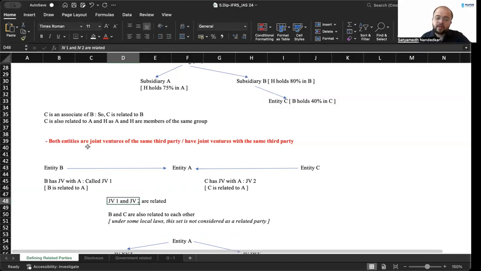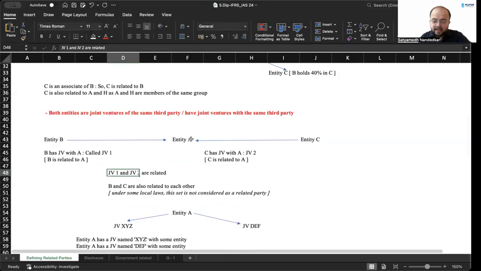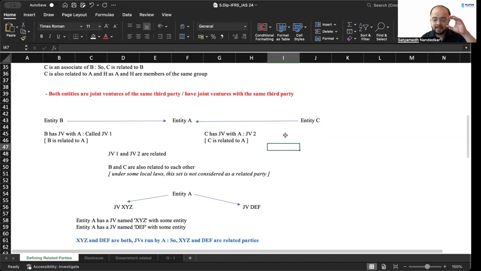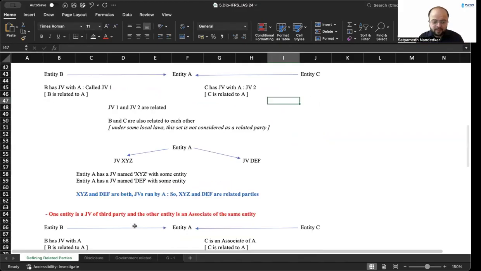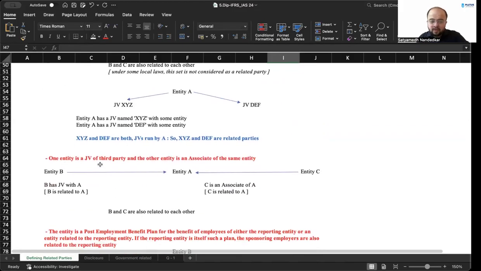Both entities are joint ventures of the same third party. Entity A has a joint venture with B called JV1. Entity A has a joint venture with C called JV2. So JV1 and JV2 are related. In some countries, entity B and entity C will also be considered related. In some countries, it will not be considered as related. Okay, so two JVs are related to each other. One entity is a joint venture of a third party and the other entity is an associate of the third entity.